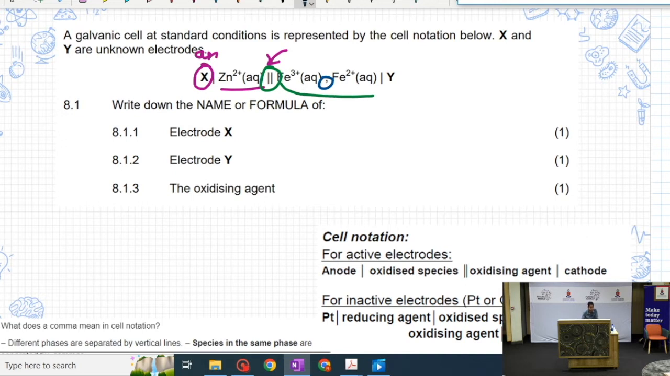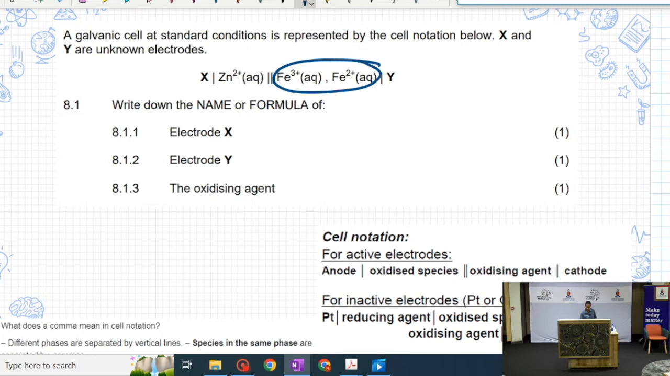Then on the right hand side we have this. Now the reason why there's a comma there instead of just a straight line is because of the phases. We use this to show that the phases are different. An electrode is normally solid. Do you guys agree with me? Then we have an electrolyte, and in what phase is our electrolyte? Aqueous. Over here we have the substance that is going to be reduced, and the reduced species. These two substances are in the same phase, and therefore instead of separating them with a straight line, we separate them with a comma.